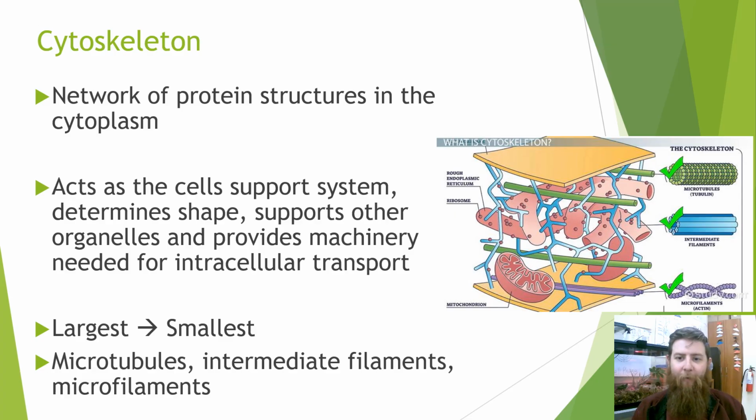Cytoskeleton, this is a network of protein structures in the cytoplasm. It helps to support the cell's shape, it helps to support organelles, and it provides machinery to move things around inside of the cell. From largest to smallest, we have the microtubules, intermediate filaments, and microfilaments inside of the cytoskeleton here.